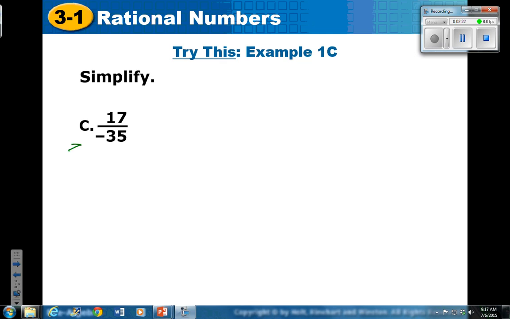Here we have another example where the numbers share no common factor except for 1, so it cannot be simplified. So your answer is the same as the question, 17 over negative 35.